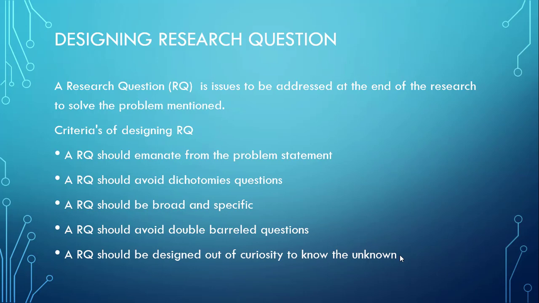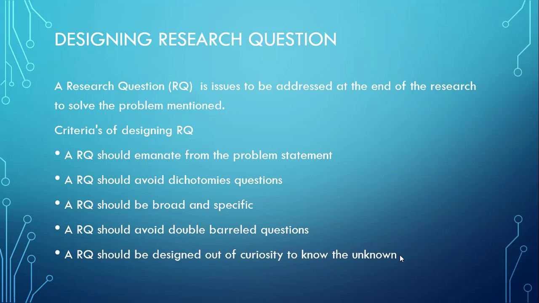The fourth criteria is the research question should avoid double-barreled questions. When you say double-barreled questions, you should only ask about one specific subject, one topic, in one research question. You should not ask two different subjects or two different issues in one research question. So you should avoid double-barreled questions.